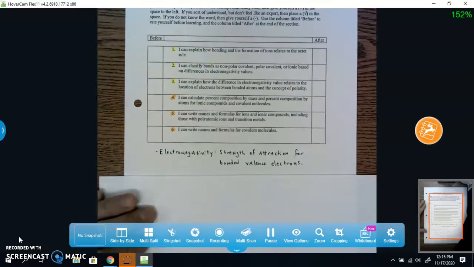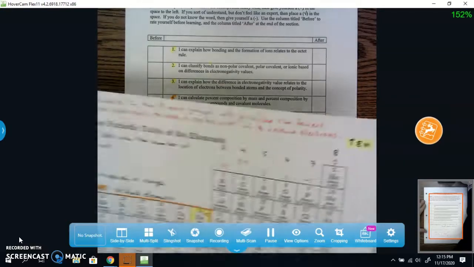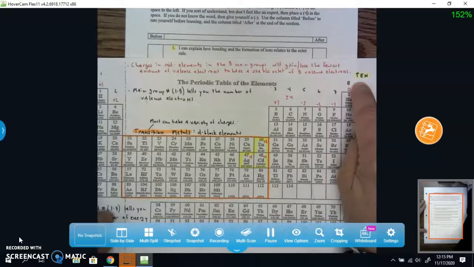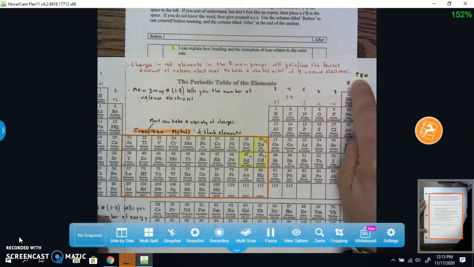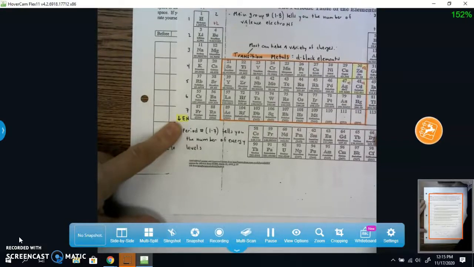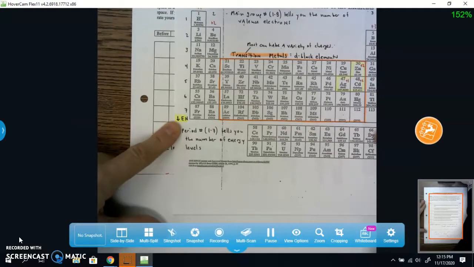All right, I also want you to take out your periodic table, and there's a couple things today that we're going to be writing in the periodic table. Now, you can see that I've labeled this upper right-hand corner as high EN for elements with the highest electronegativity. And also down here in this corner, the lower left-hand corner, I've labeled low EN for low electronegativity.